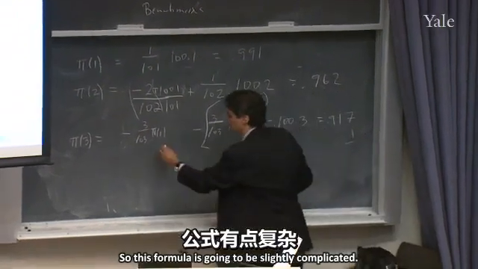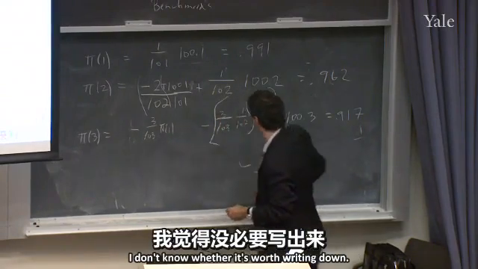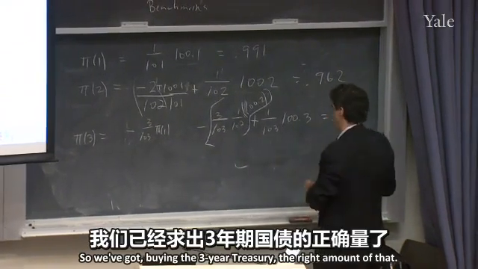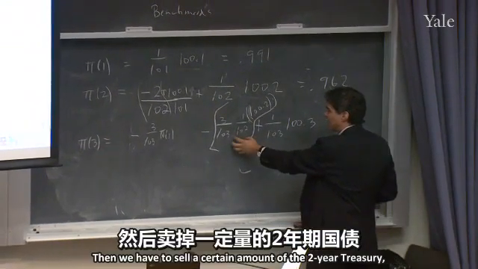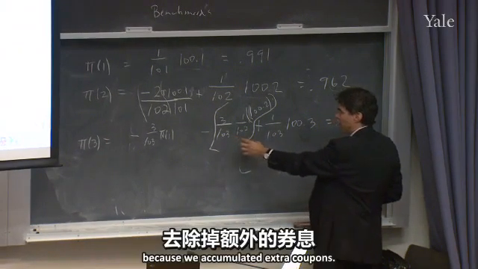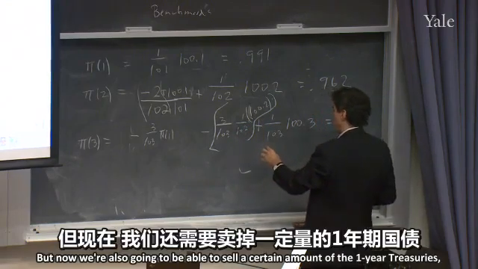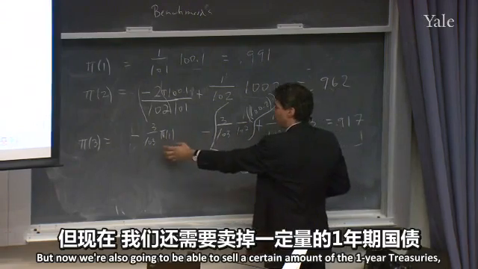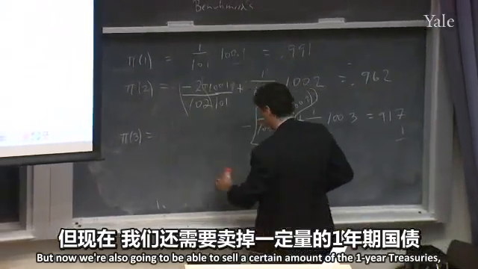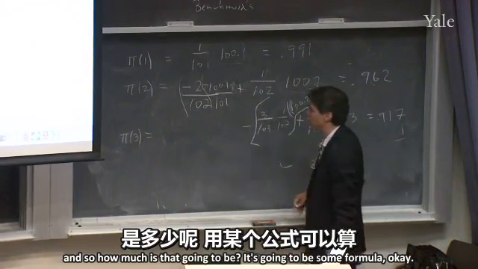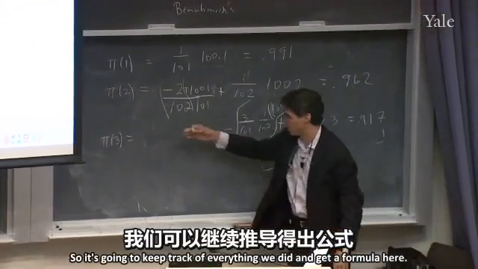Okay, so this formula is going to be slightly complicated. I don't know whether it's worth writing down. So we've got buying the 3-year treasury, the right amount of that. Then we have to sell a certain amount of the 2-year treasury, okay, because we accumulated extra coupons. But now we're also going to be able to sell a certain amount of the 1-year treasuries. And so how much is that going to be? It's going to be some formula, okay? So it's going to keep track of everything we did and get a formula here.